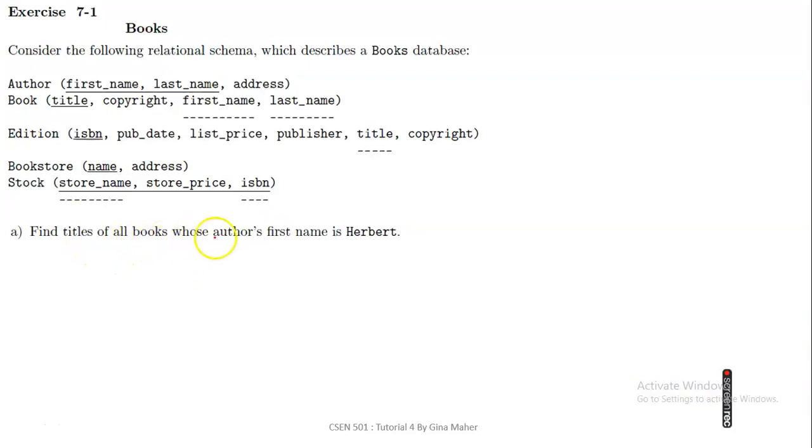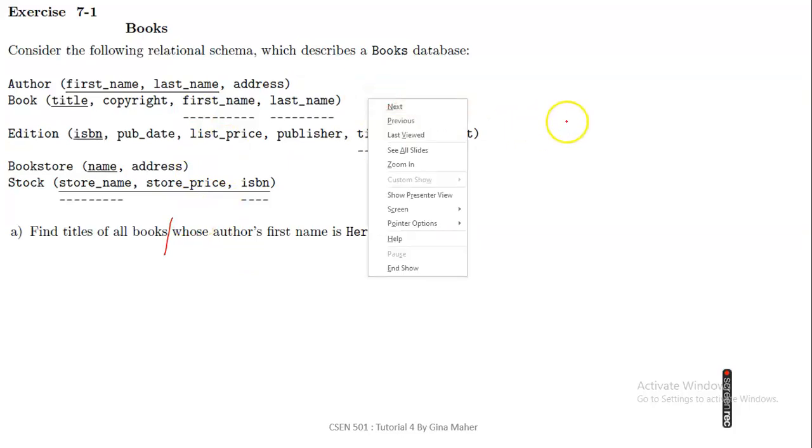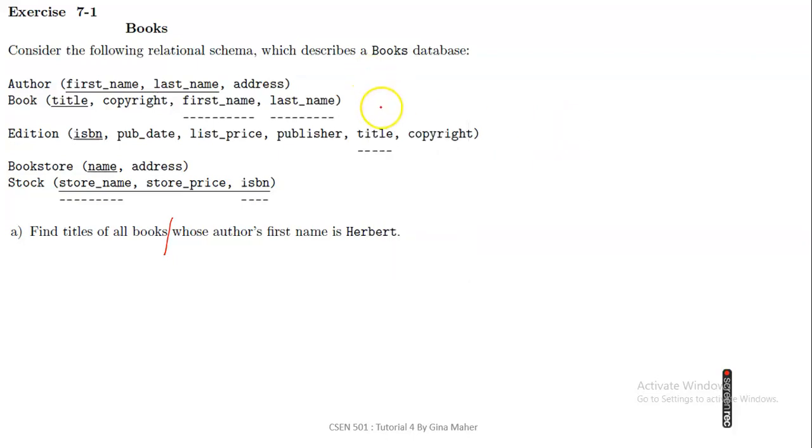Find the titles of all books whose author's first name is Herbert. Let's divide this into two parts. Find titles of all books. Which relation has the attribute title? Actually, this one and this one. So we can extract title from this or this. Let's move to the rest to know which one we are going to use. Whose author's first name is Herbert. Do we have first name here? No. Do we have first name here? Yes. So in this case, we can use only this relation in order to solve this example.